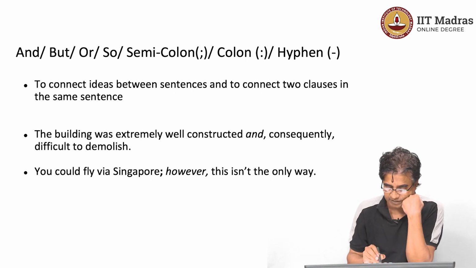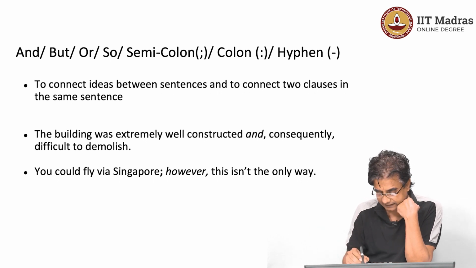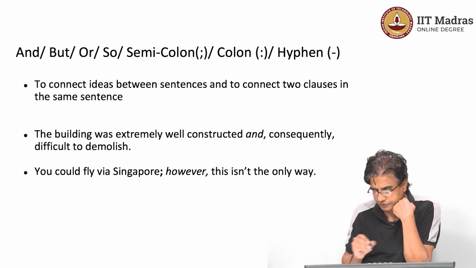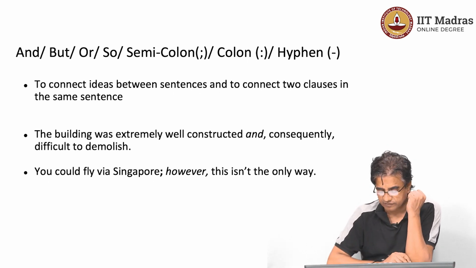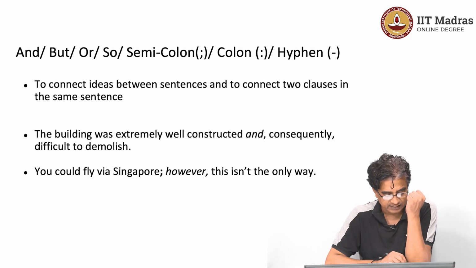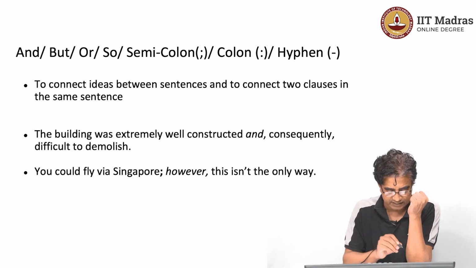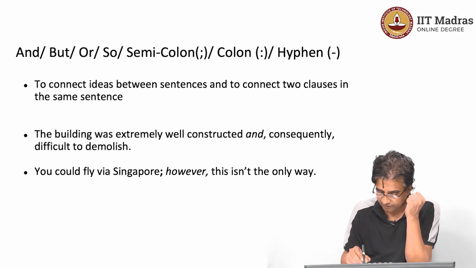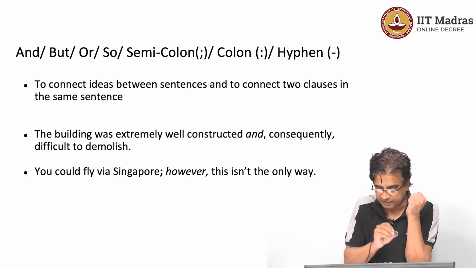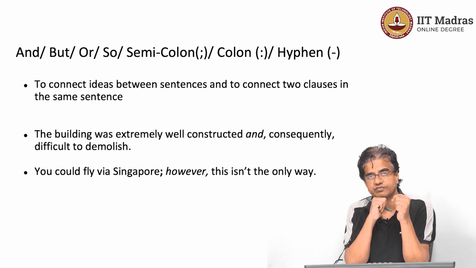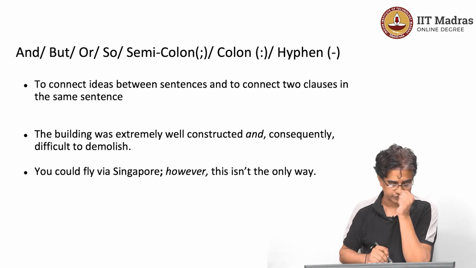The building was extremely well constructed and consequently difficult to demolish. Look at this: "and consequently." We are using it twice. We could simply say, the building was extremely well constructed, consequently it was difficult to demolish. And consequently difficult to demolish, after "and," we are simply using this as a phrase. This is not a sentence. Difficult to demolish, meaning it was difficult to demolish. We are using these two as markers of discourse.